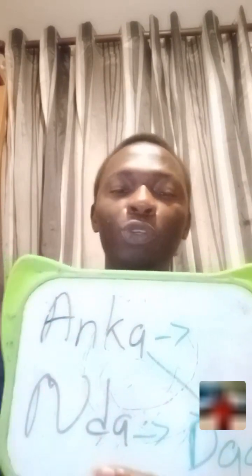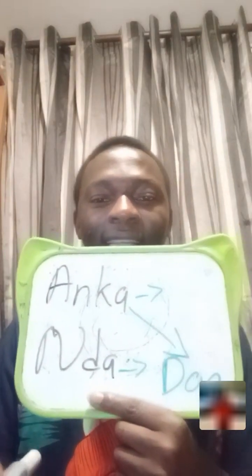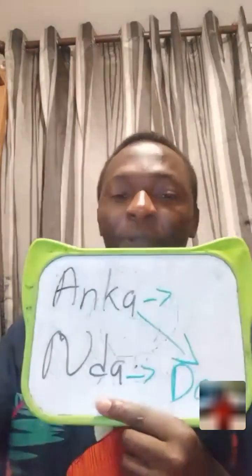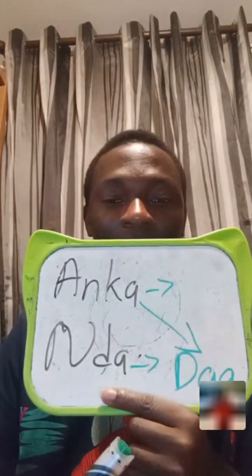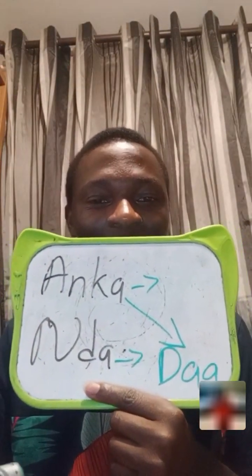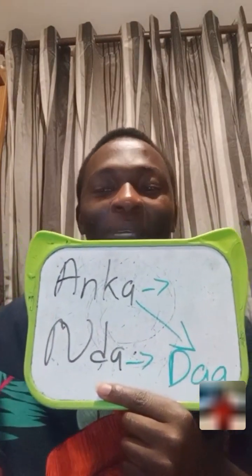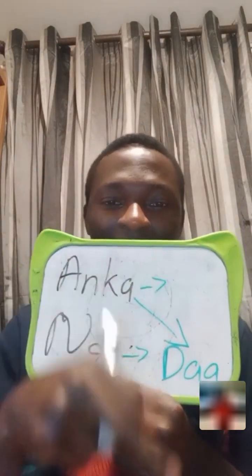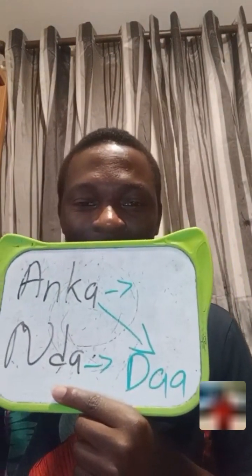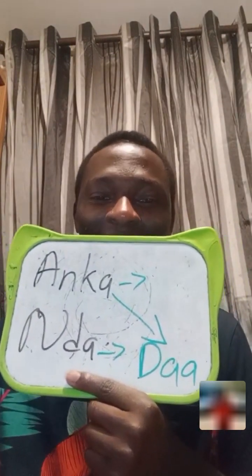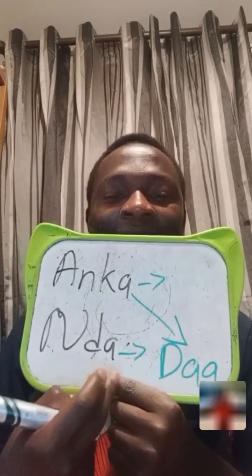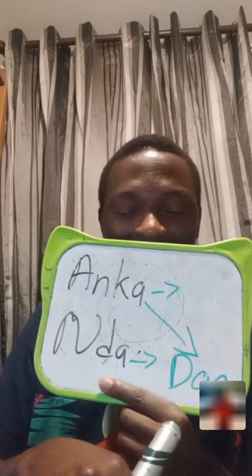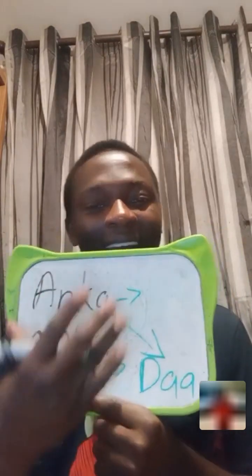Okay. Idan. Who is Idan? Idan is used in this way: Idan na samu kudi. So who uses Anka? Anka Minesika, Anka Messi Fee. And it's the same thing here. Inda na samu kudi, da na gina gida.